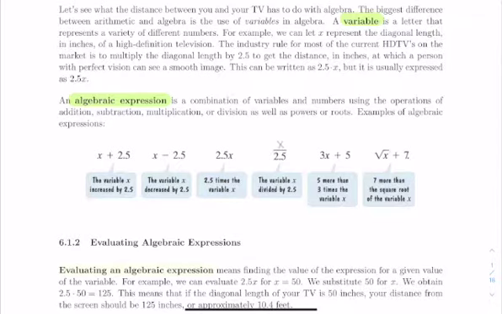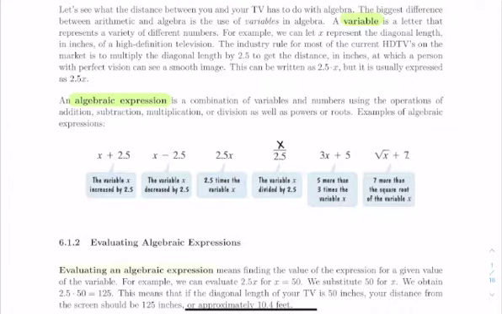Examples of algebraic expressions could include x plus 2.5, x minus 2.5, 2.5x, x divided by 2.5, 3x plus 5, or square root of x plus 7. So as you can see, they look very different from each other.